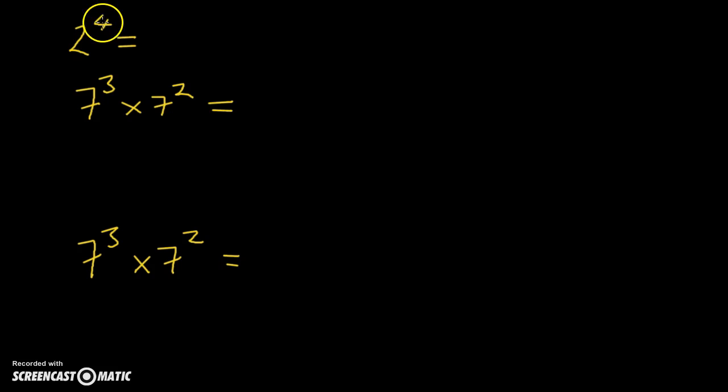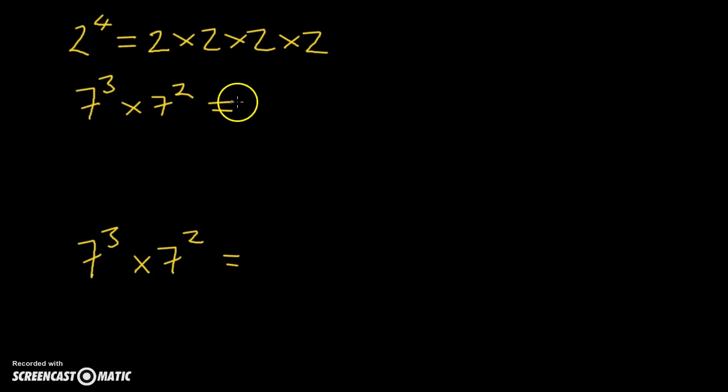That 4, the indice or the power, tells us how many times to multiply the base term by itself. So in this case, we're going to multiply 2 by itself 4 times. So the indice tells us how many times to multiply the base term by itself.